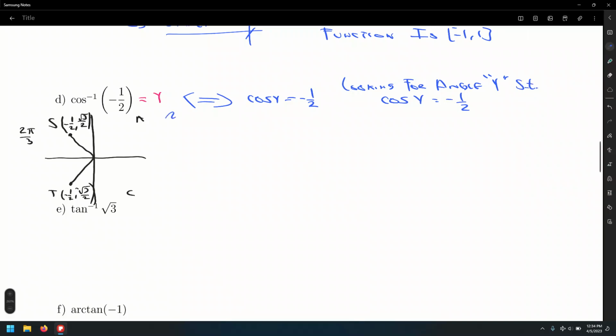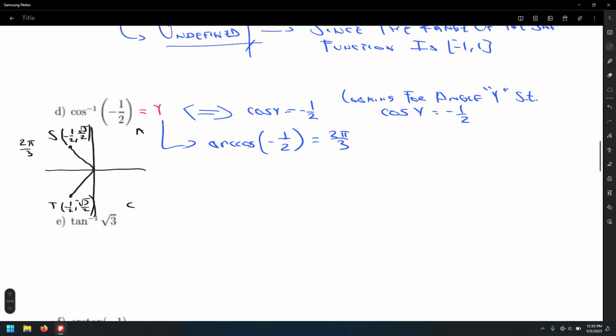Okay, this means arc cos. Notice I'm using different notation. The cosine inverse can also be represented as arc cos, and that's 2 pi over 3. Now the question is, is 2 pi over 3 an angle in between 0 and pi? Well, from the picture, I guess it's clear that it is, right?